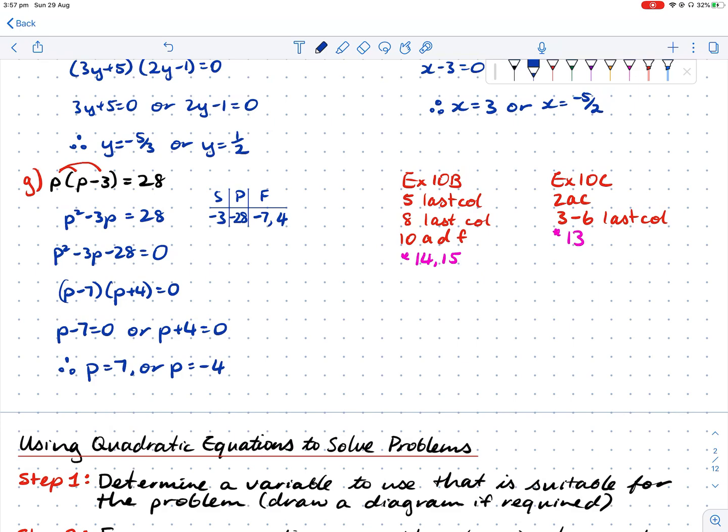So what we're doing here actually covers exercise 10b and 10c. Make sure you work through all of those red questions first, and when you've got a bit of time, you can have a go at those harder questions as well.